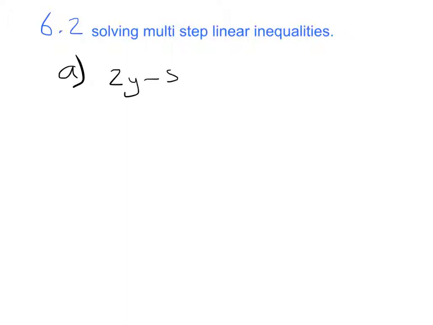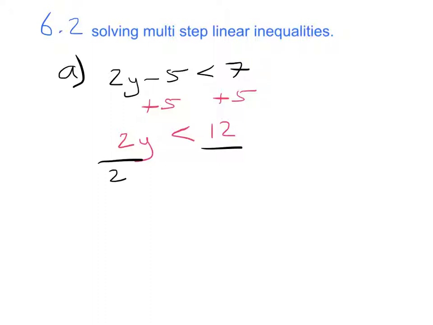2y minus 5 is less than 7. I'm going to solve this just like I would a normal equation. Plus 5, plus 5. I don't flip inequalities with addition or subtraction. 2y is less than 12. Now I'm going to divide by a positive 2. No reason to flip the inequality. y is less than 12 over 2, or 6.